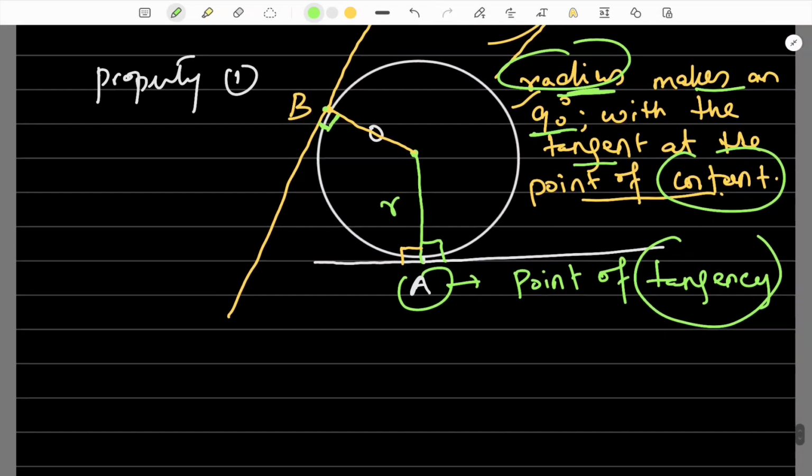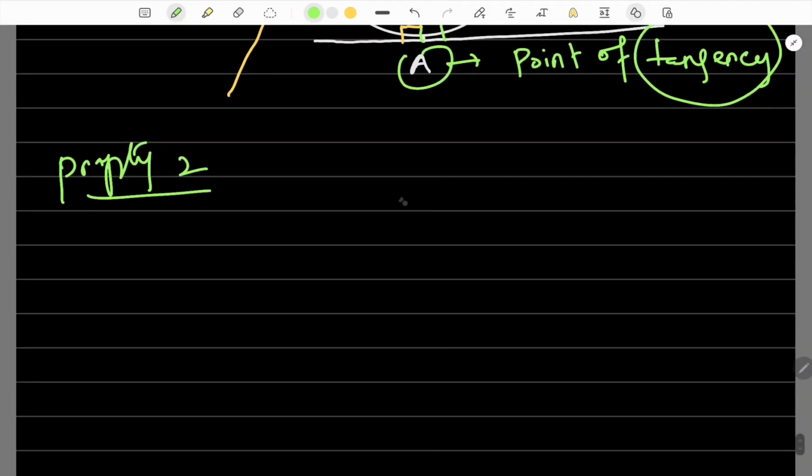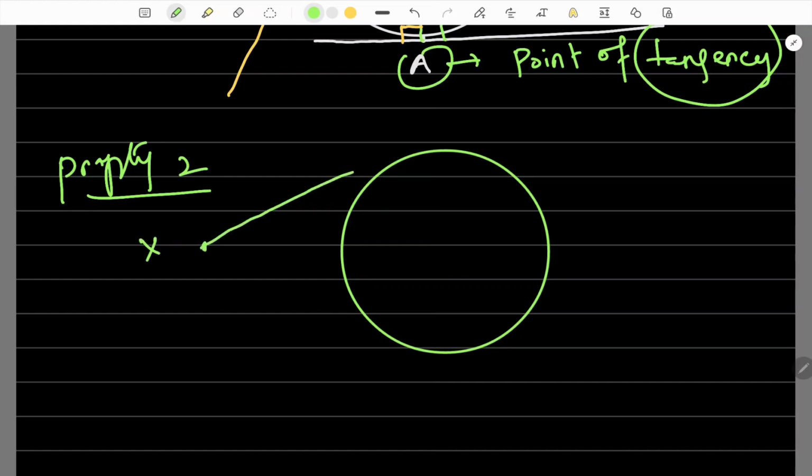ठीक? Okay, let's take a look at property number two. Property number two. Once again, a very interesting property. ठीक? Let's draw a circle. Right, beta? Let's say you take an external point outside the circle. ठीक? Let's say we take this external point, X, and you draw a tangent on one side of the circle. Right, beta? And you draw another tangent on the other side of the circle.